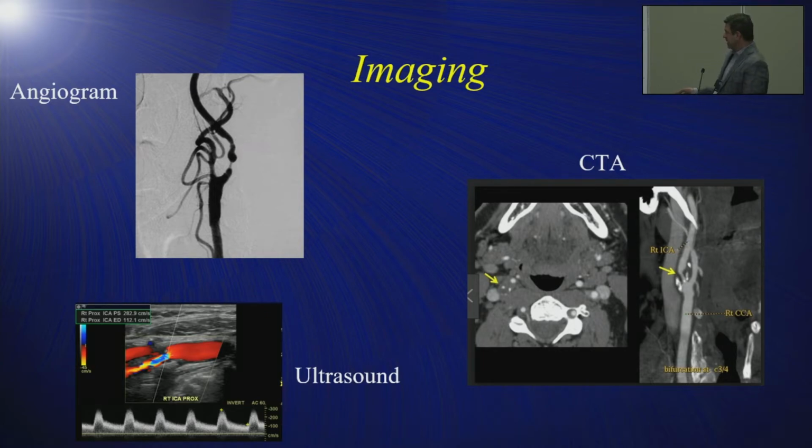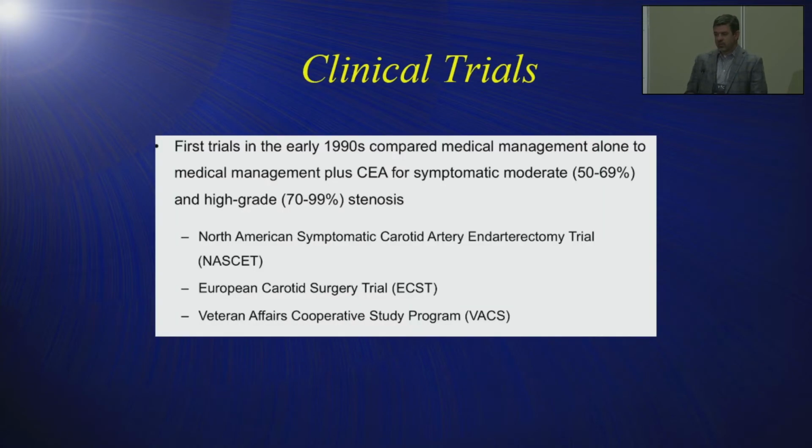This is a $3,000 test, probably more than that, and the ultrasound is about a $300 test. And so the techs get very good at doing ultrasounds because it's a very good way to screen patients. A lot of the clinical trials, the early work, was in the 90s. This is where we looked at patients with symptomatic carotid disease and when we should operate.